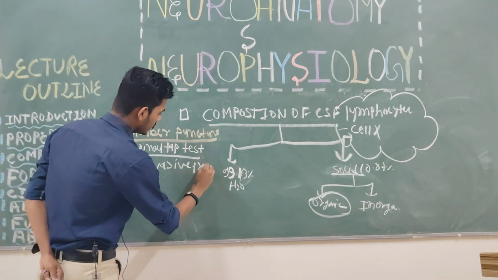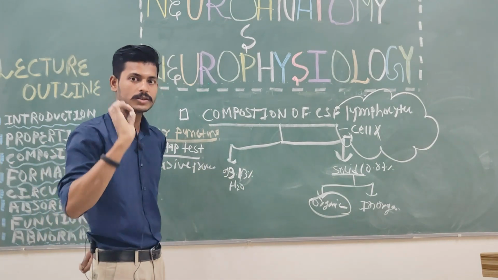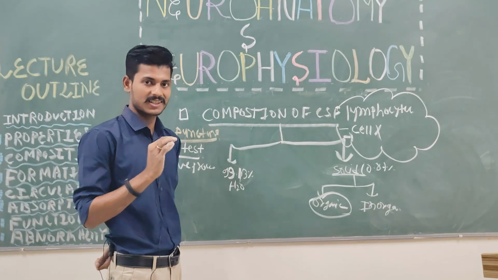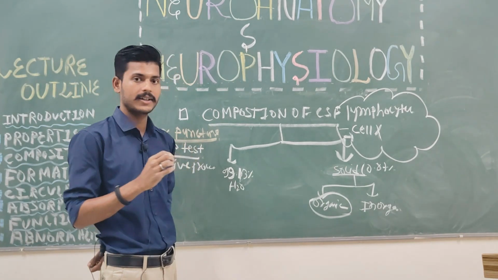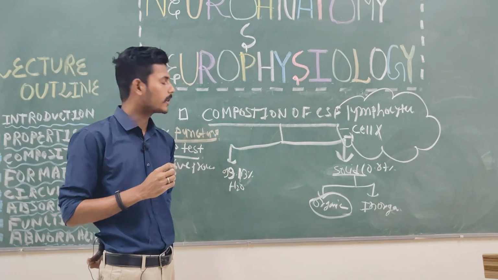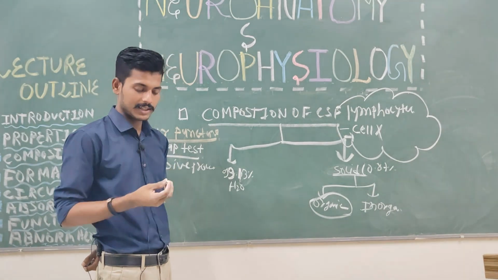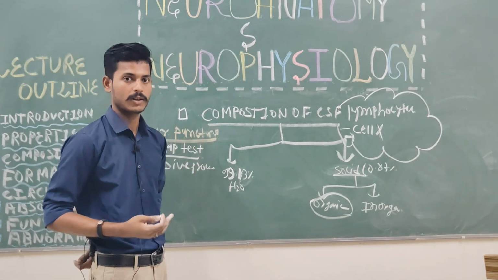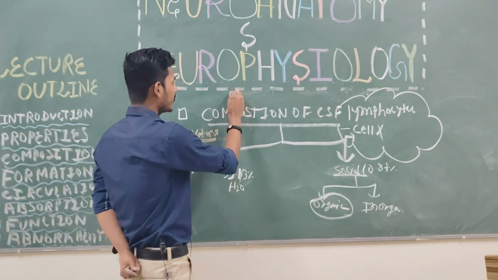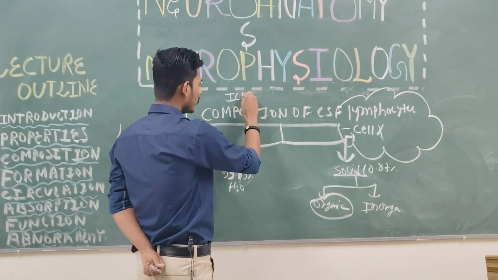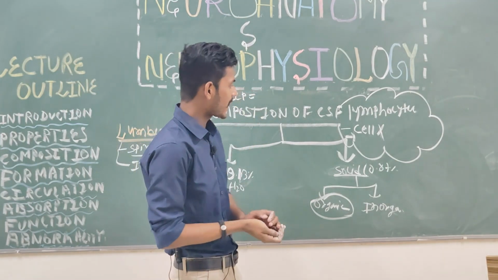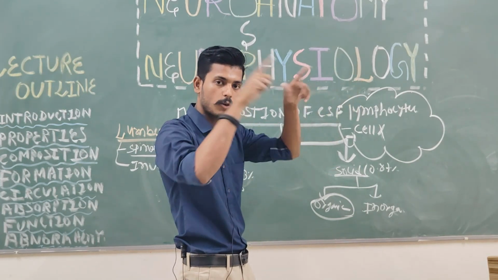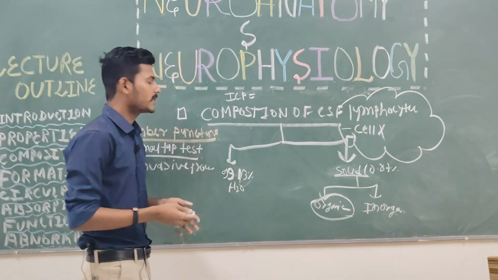It is widely used in some neurological diseases, if the patient is suspected of having a neurological problem. And sometimes when the intracranial pressure is raised, we already talked about the intracranial pressure. What is meant by intracranial pressure? Intracranial pressure means the pressure exerted by the CSF and the brain tissue on the wall of the skull. This is termed as the intracranial pressure.